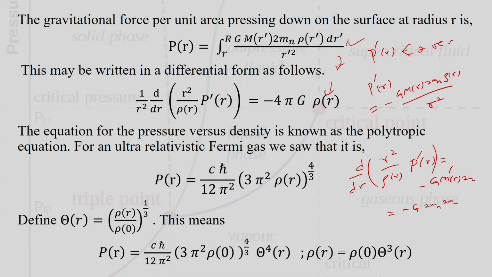Now, remember that for a polytrope we just derived that the degeneracy pressure is because of gravity.